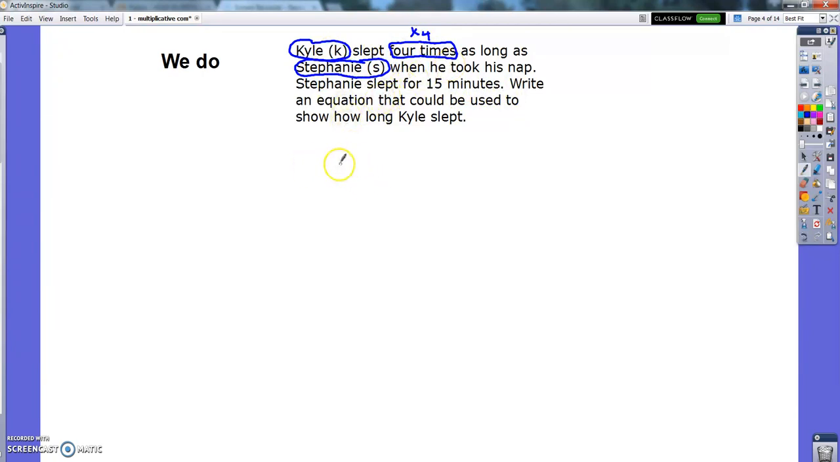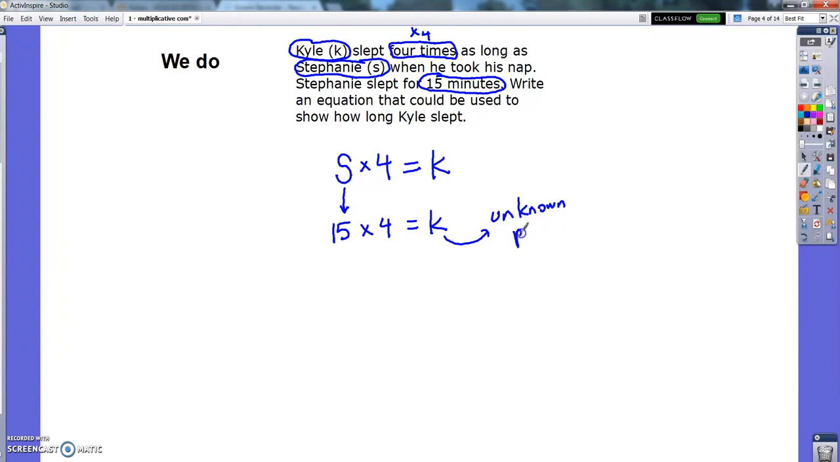So what I'm going to do is set this up. I know that Stephanie's nap times 4 equals Kyle's nap. I'm going to set that up without my numbers first. Now I do know the value of Stephanie's nap. I know how long her nap was. I'm going to go ahead and change Stephanie's nap to 15, and I'm going to use that to find Kyle. So in this situation, again, I have an unknown product. I know how many times longer, I know Stephanie's nap, and so I'm going to use that to find my unknown product.